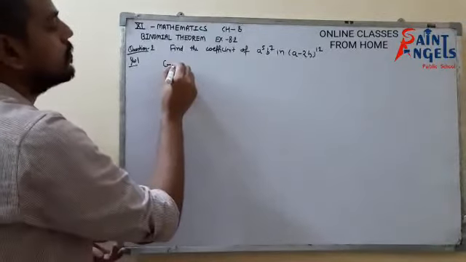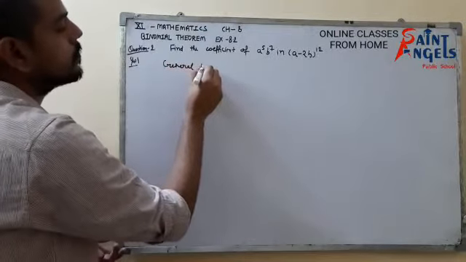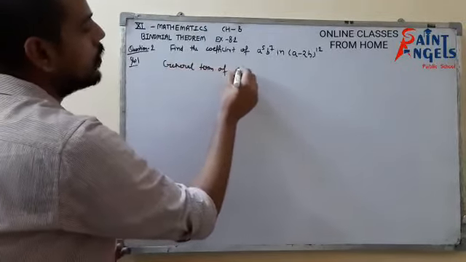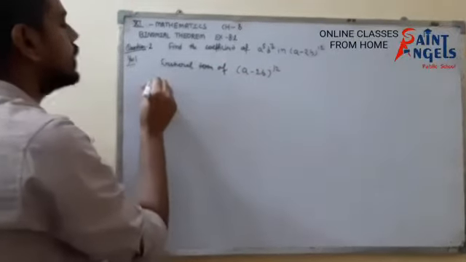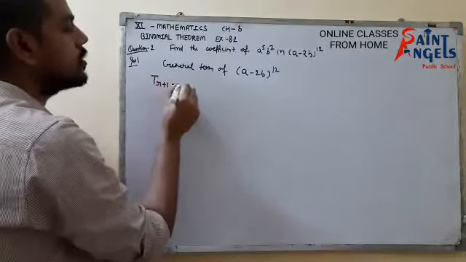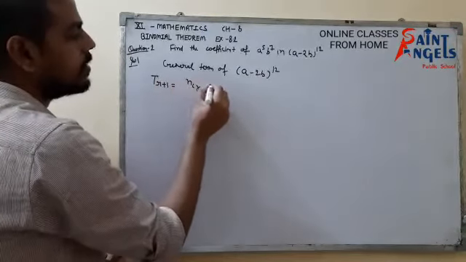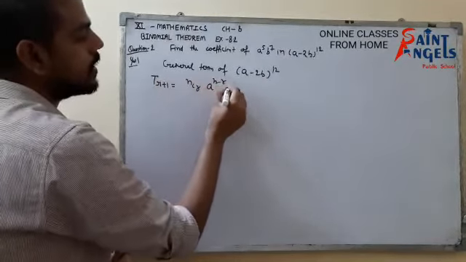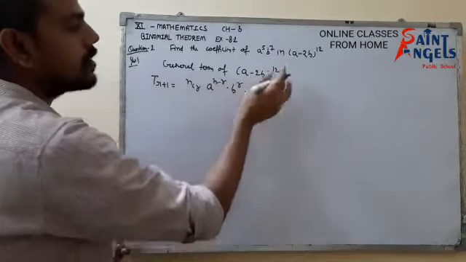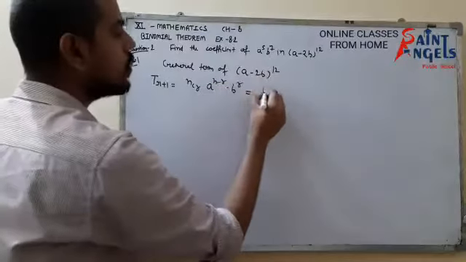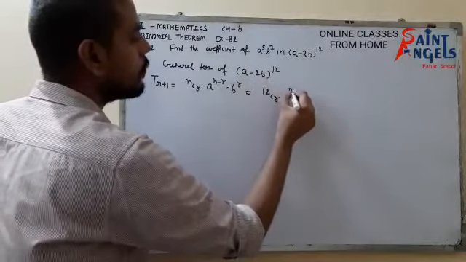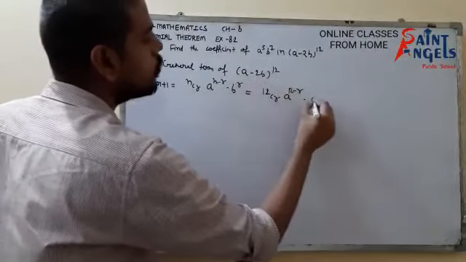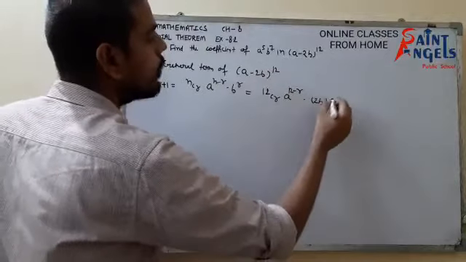So the general term of (a minus 2b) to the power 12. T(r+1) is equal to nCr a to the power n minus r into b to the power r. So for this, n is 12, so 12Cr, a is a to the power 12 minus r, and b is 2b, so (2b) to the power r.